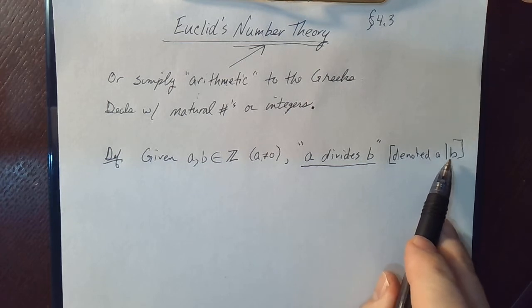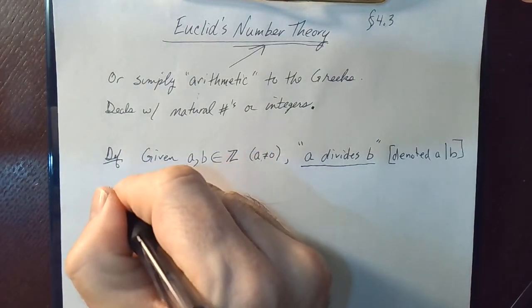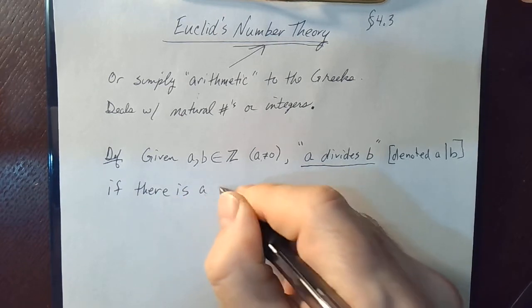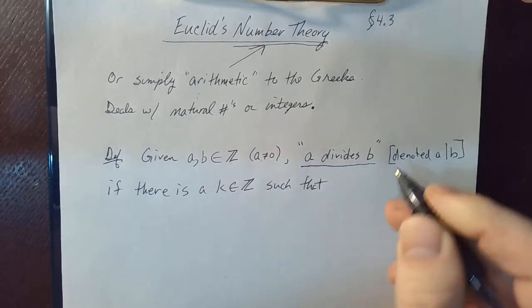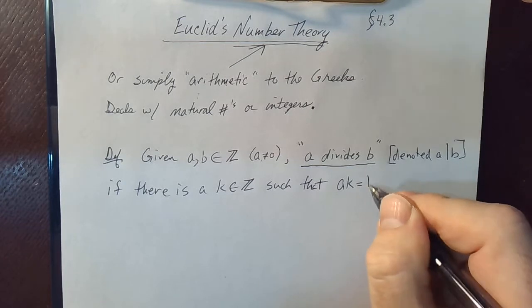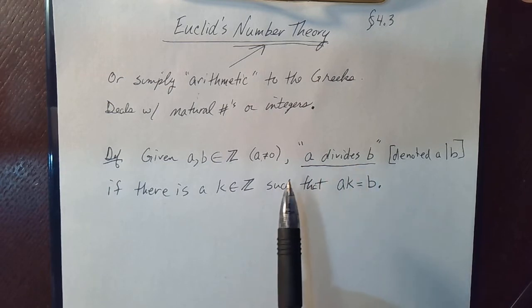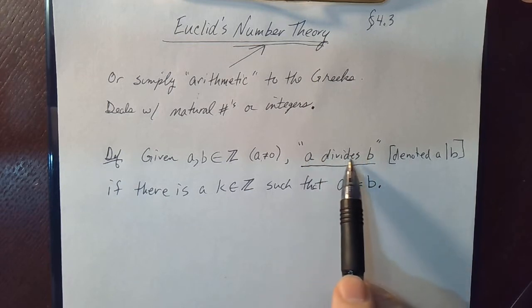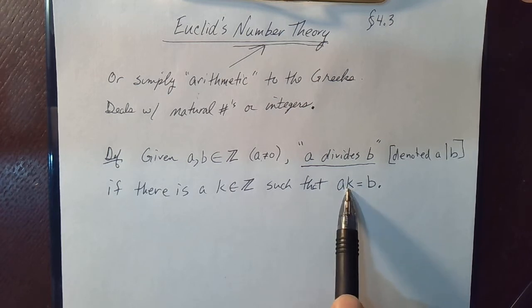A with the vertical bar b means a divides b, and a does divide b if there is an integer k such that a k equals b. Simple as that. So as a joke, this is sometimes referred to as goes into. A goes into b, or a goes evenly into b, if there's another integer k such that a times that integer k equals b.